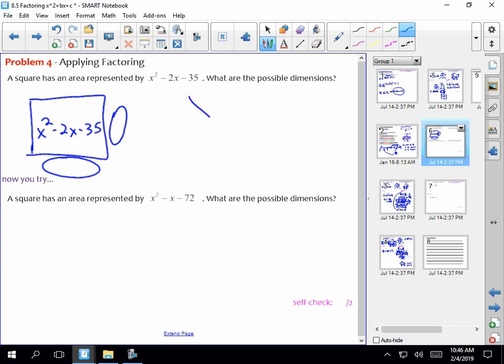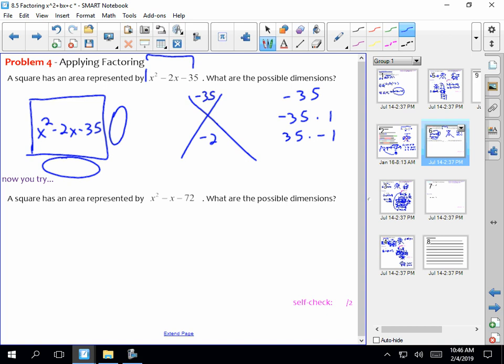We're looking for factors of, there's an unwritten 1 here, 1 times negative 35 is negative 35, that add to equal the middle term negative 2. So we start listing all of our factors of negative 35. There are negative 35 and 1, 35 and negative 1.